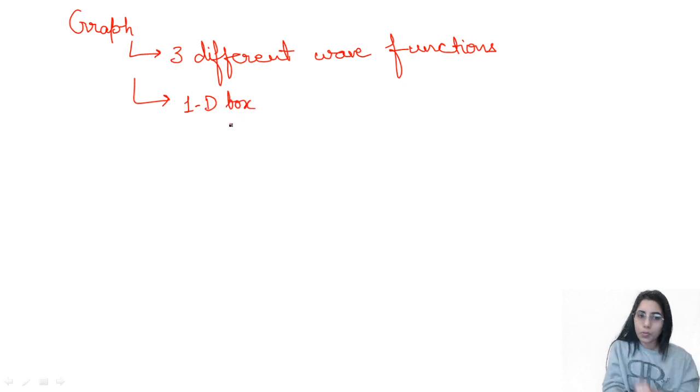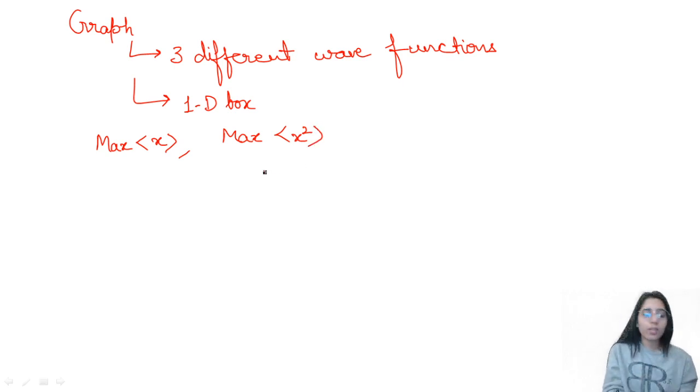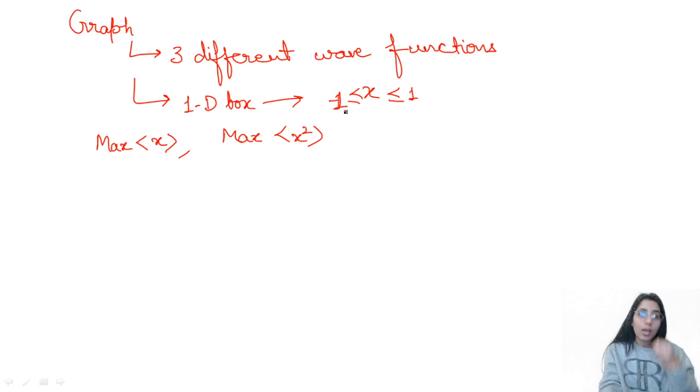And what you need to find? You need to find the maximum value for the expectation value of x, as well as the maximum value for the expectation value of x square. One more thing, the 1D box has been given there, but along with that, the range of x is that it is going to lie between -1 to 1. For the 1D box, this information is even given to us. I hope each and everything till now, whatever we have considered and discussed, is clear to all of you.